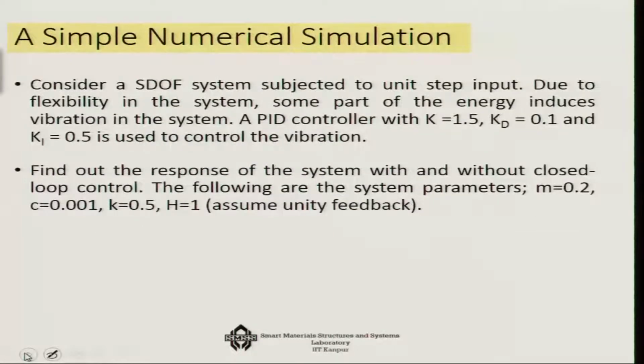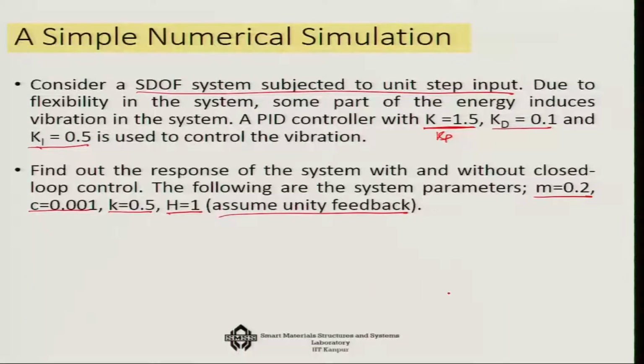Here is a very simple system, like a single degree of freedom system, which is subjected to a unit step input, and let us say that I know the stiffness, I know Kd, I know Ki in this particular case. In this case of course, this K is the proportional part, so this is Kp. So I know Kp, Kd and Ki, which means I know the controller structure, and let us say the system parameters are m equals 0.2, C equals 0.001, K equals 0.5 and H equals 1, assuming a unity feedback system.